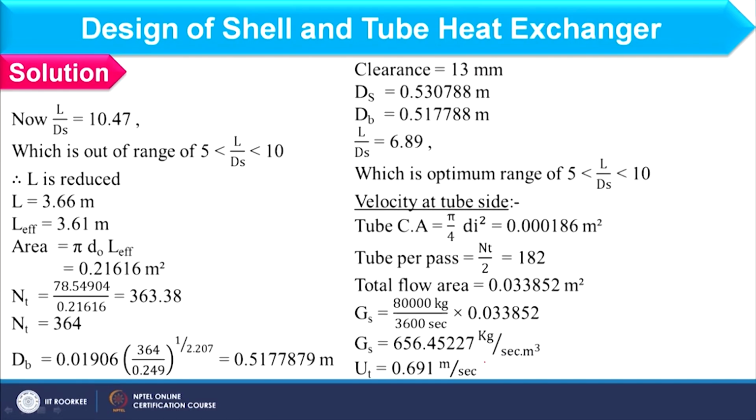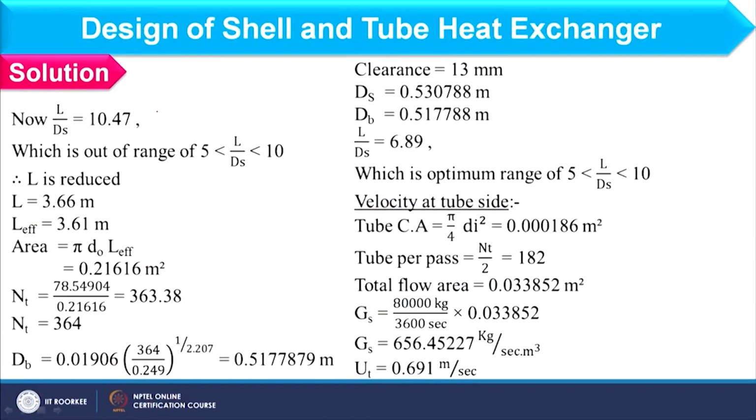So in this way you can find out the bundle diameter and shell diameter, and the next step is obviously to find out the L by D ratio. So that L by D ratio you can find as 10.47, which is not in this range. Okay. So you can do another thing also, instead of reducing the length. Another option may be we can increase the shell diameter.